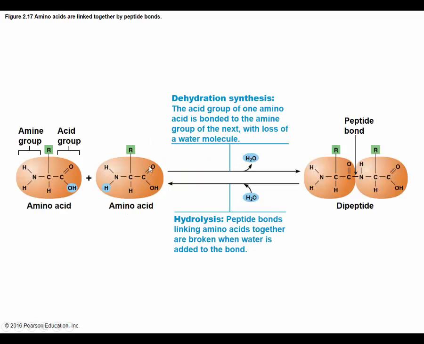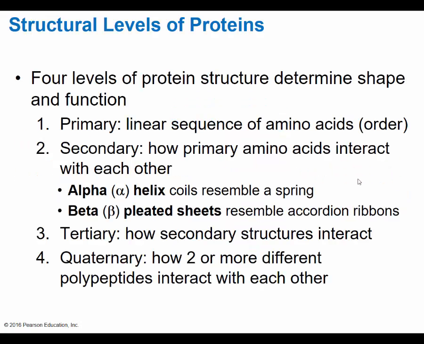So again, taking two amino acids, putting them together is a dehydration synthesis, forming a peptide bond there with the removal of water, and the opposite going in the other direction. Hydrolysis, where we're adding water and separating or breaking that peptide bond. So there's 4 levels of structure.